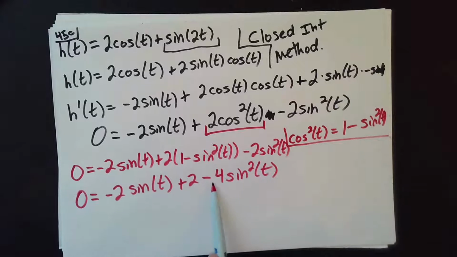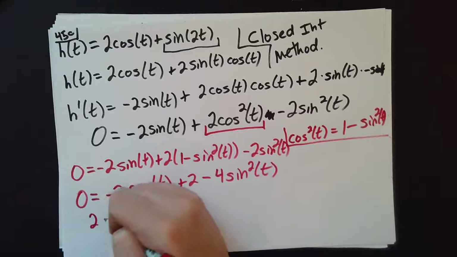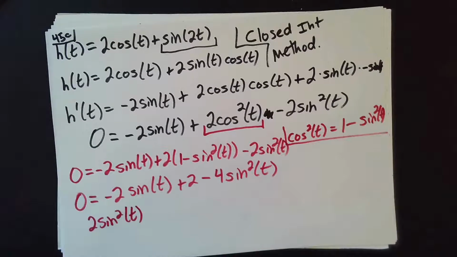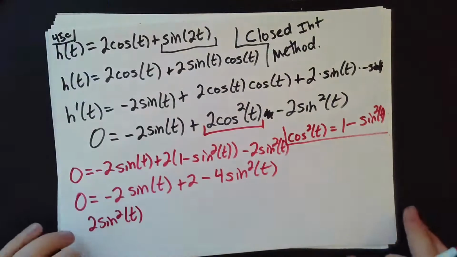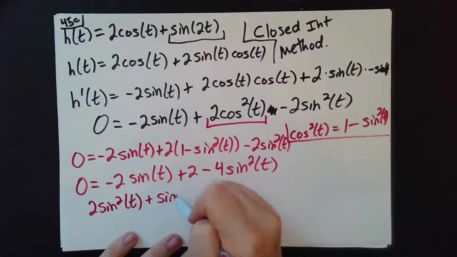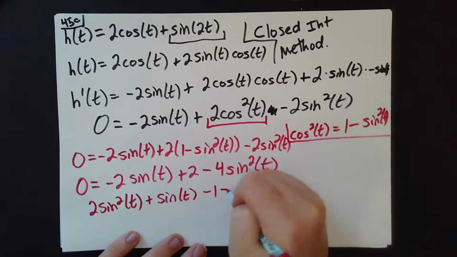Now I'm going to rewrite this in the usual order, so sine squared at the front, and I'm going to divide everything through by -2. So this will become 2 sine squared of t plus sine of t minus 1 equals 0.